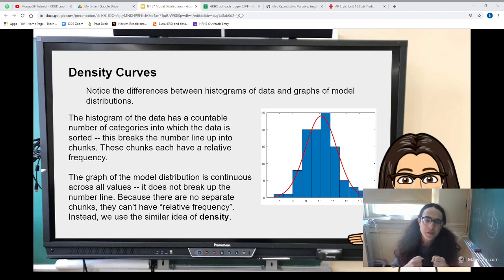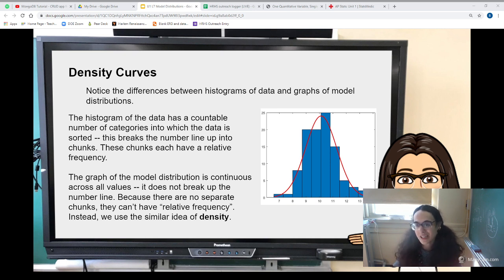The problem now with our model distributions is they don't do that. They are not breaking up the number line. These are what we call continuous curves. They don't have breaks in them. They don't go from this bar to this bar, right? All the values go one into the next.